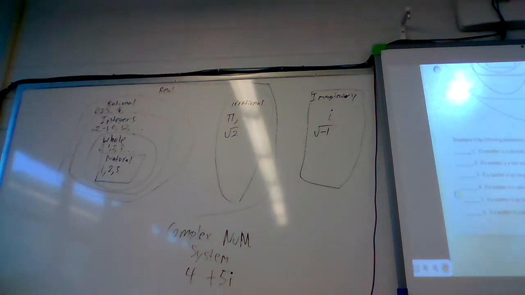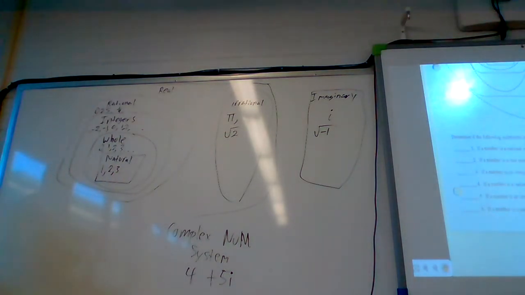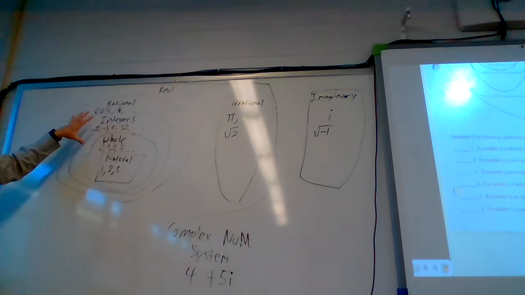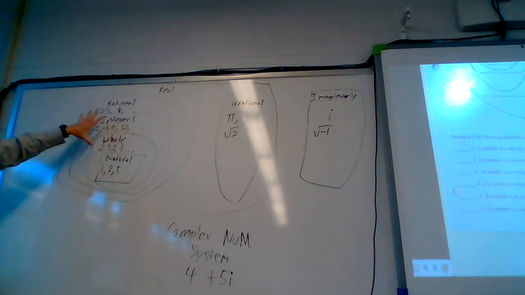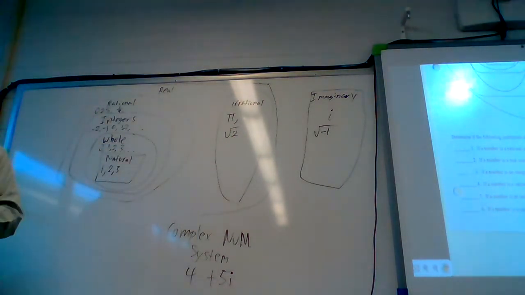Number 4, if a number is a rational number, then it is an irrational number. Do these boxes touch each other? No, so what does that mean? Never true, right? You can't be rational and irrational. Those two things don't touch, they don't meet.